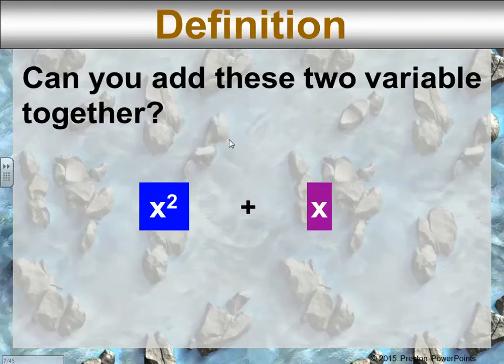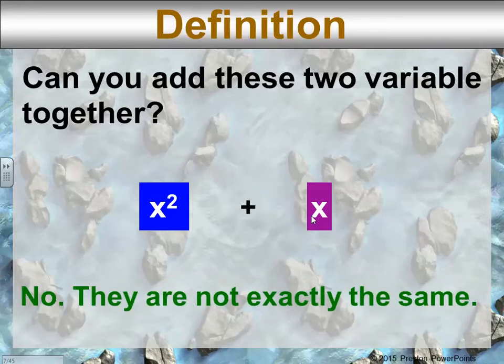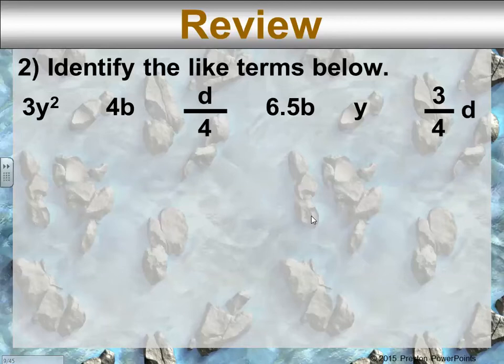And then x squareds cannot be added to x's because they're not the same thing. The x squared means that this is x times x, and this is just an x. You can't add those together, they're not like terms. It has to be the exact same variable raised to the exact same power. Okay? And so a's to a's, x's to x's, numbers to numbers, or I like to say constants to constants.